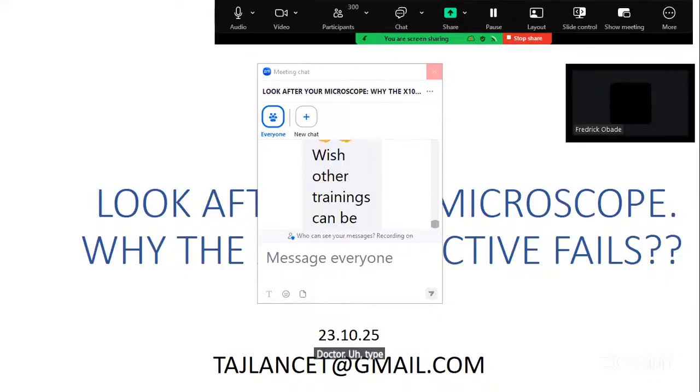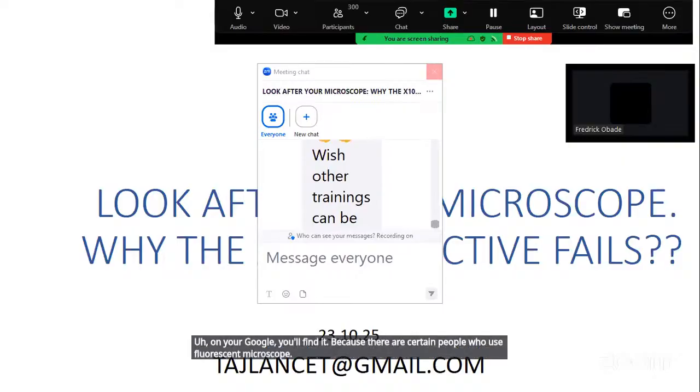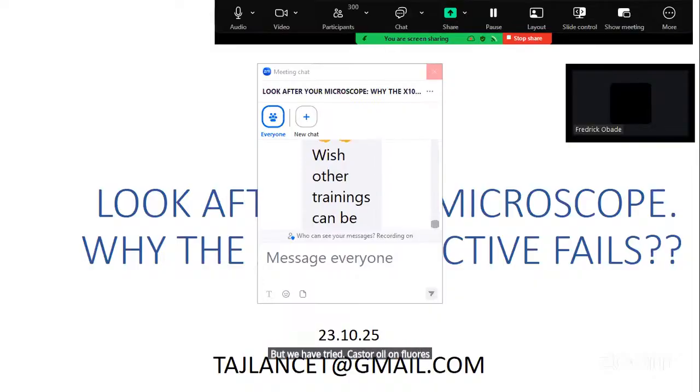Type A and B immersion oils come from the same company I told you, Cargill from United States. I don't know much about it, but the quality is very high, and one of them is very good for fluorescent work. Now, I don't know which one of them, but basically, it's very high quality immersion oil. If you can go to the website of Cargill on your Google, you'll find it, because there are certain people who use fluorescent microscope. But we have tried castor oil on fluorescent microscope, and it is perfect.